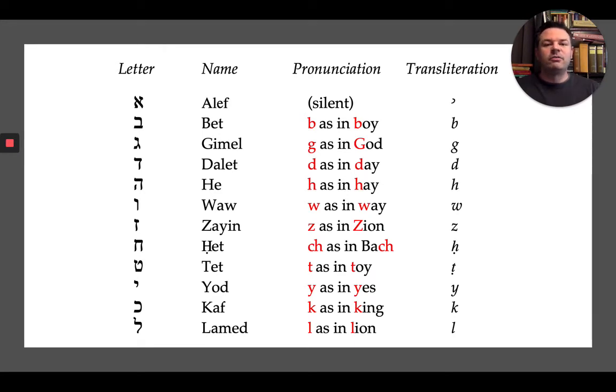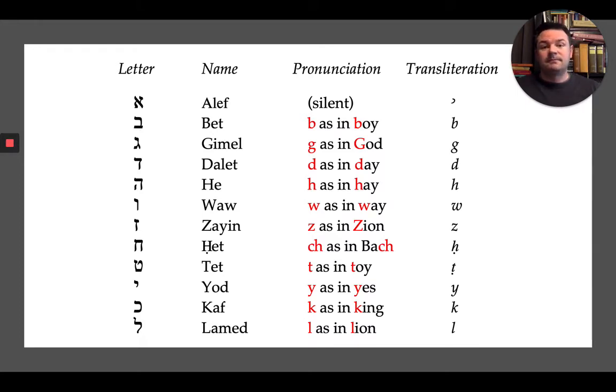Chet. This is one of the more difficult ones. Chet. It's almost like you're scratching your throat. Bach, right? If you say, Johann Sebastian Bach is his name. It's not CH so much as it is chet. It's like a raspy H. Tet. It's got a T sound.